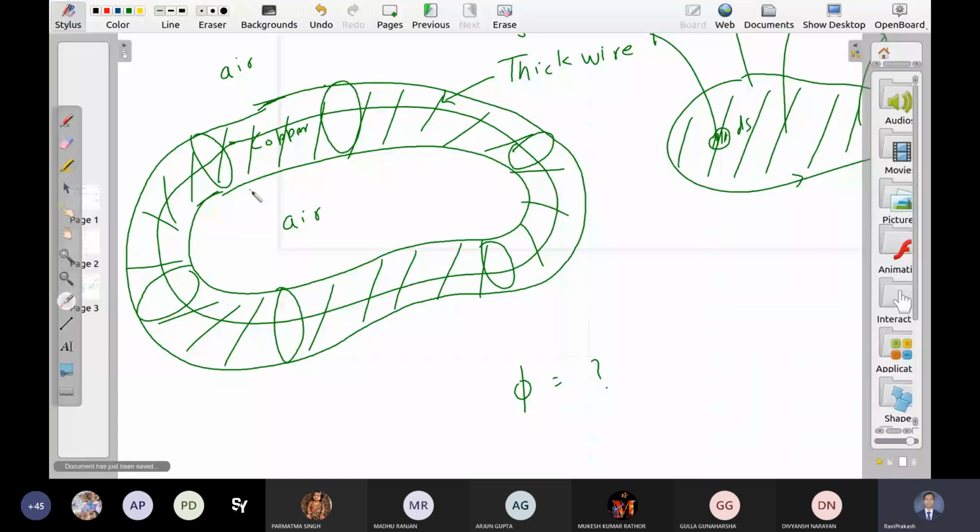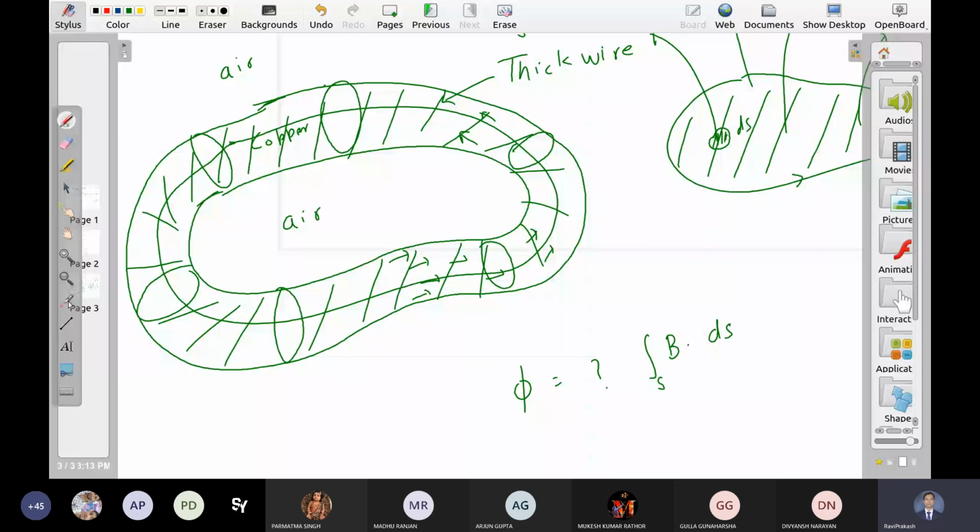If current I is flowing in this thick wire, there are charges flowing inside this wire. Question is, how much is the flux passing through this loop? So phi is the integral of B dot dA, or B dot ds, over S. Now what is this surface S?